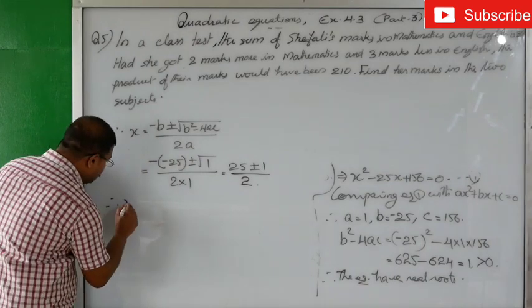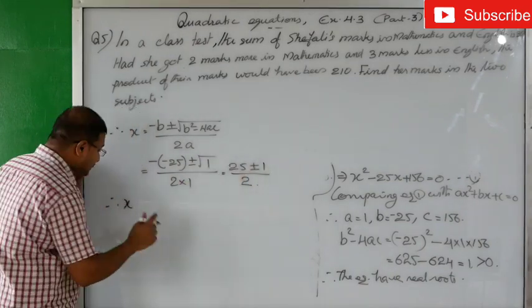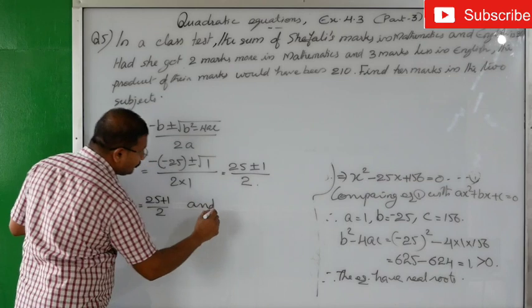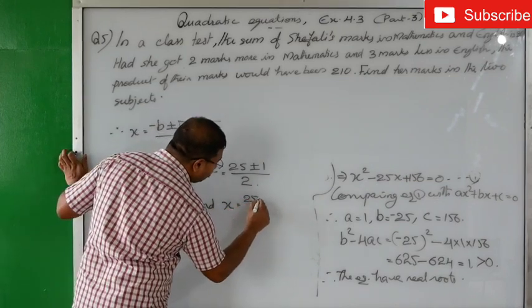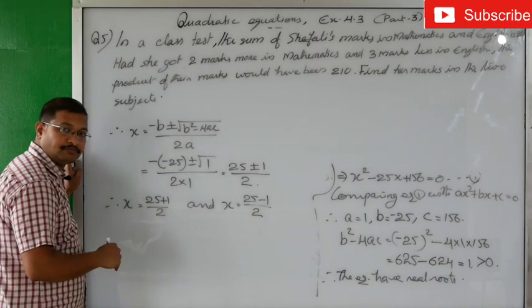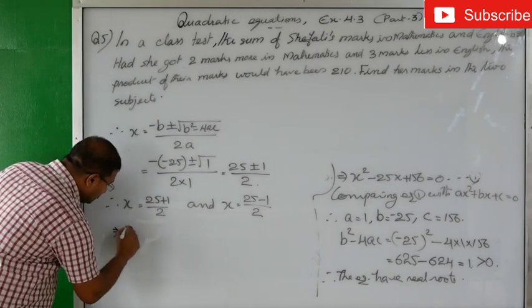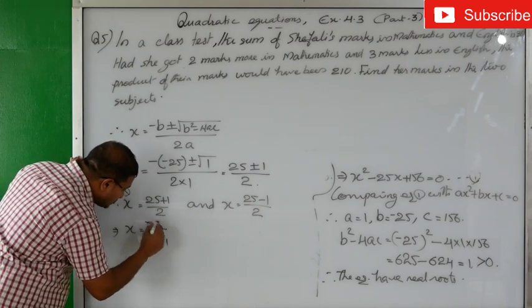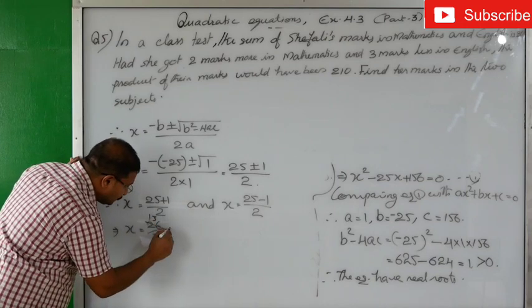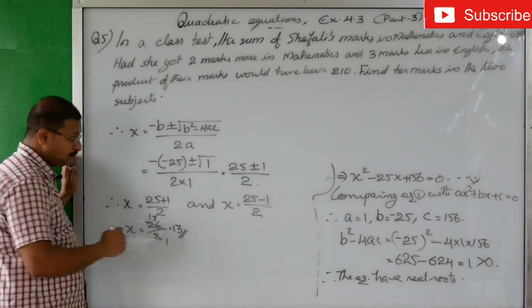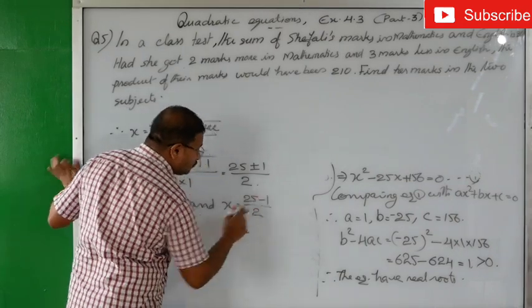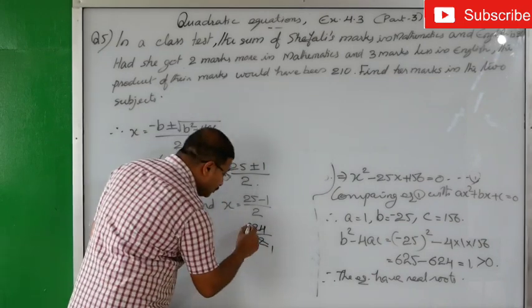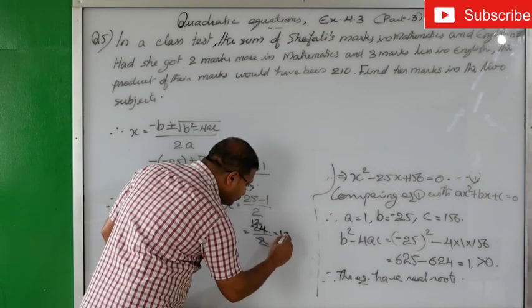Now what will you do? Separating plus and minus, therefore x equals 25 plus 1 by 2 and x equals 25 minus 1 by 2. That implies x equals 26 by 2, which is 13. Again, 25 minus 1 is 24 by 2. We will cancel by 2: 2 twos are 4, so we got 12.